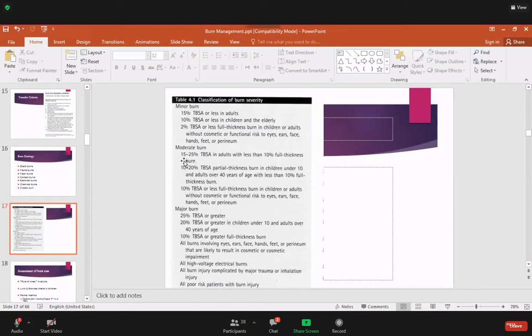Then a moderate burn is 15 to 25% of body surface area in adults, with a full thickness burn of less than 10% of the total.